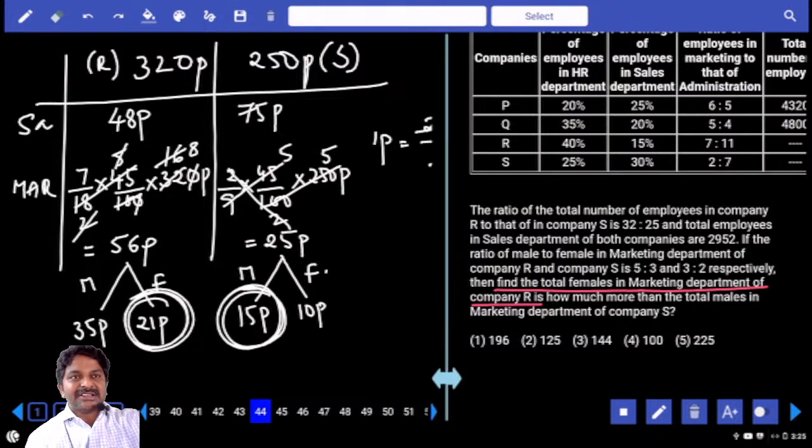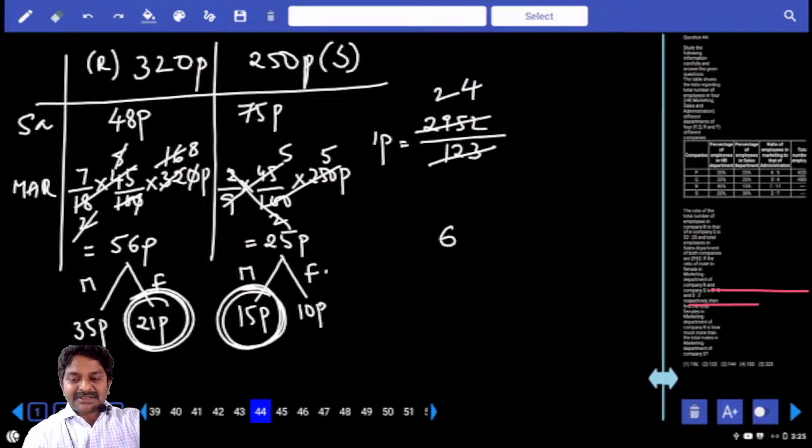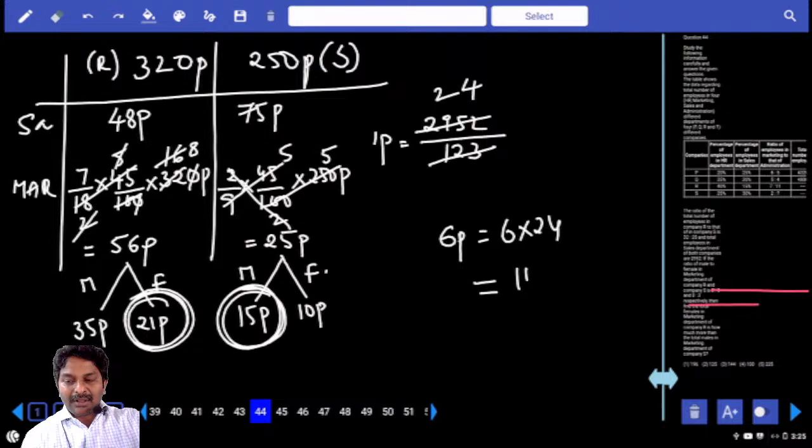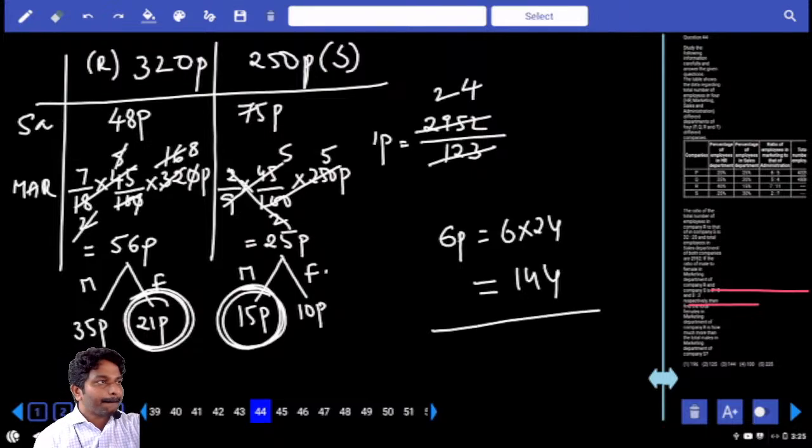We were asked to calculate 6 parts only. 6 parts in a sense, 6 into 24, 144. Third option.